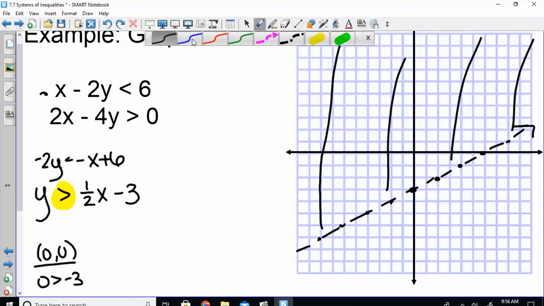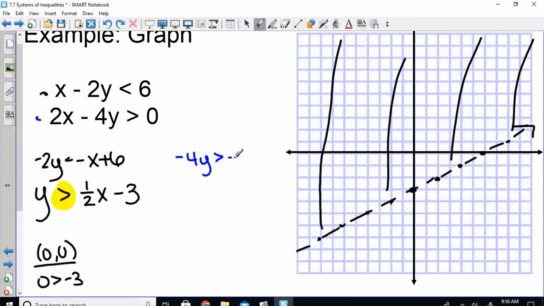So for the second one, what do we do? Subtract 2 of it. And then we divide by -4, which flips my inequality. -2 divided by -4 is positive 1/2. So when I graph this one, what's my y-intercept? 0. And slope 1/2, so up 1 over 2.